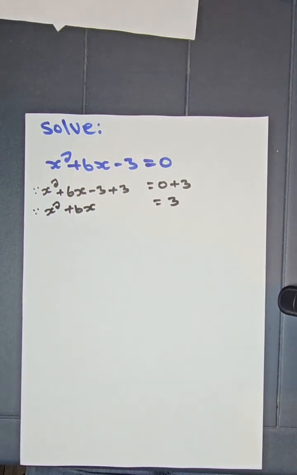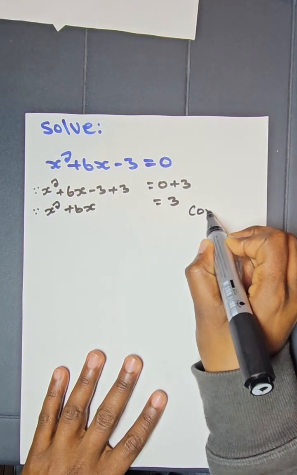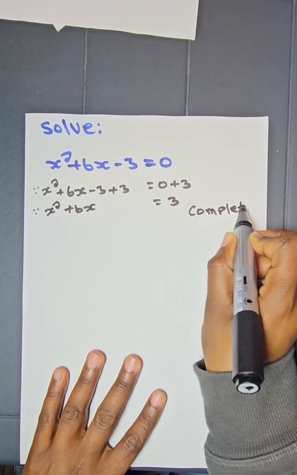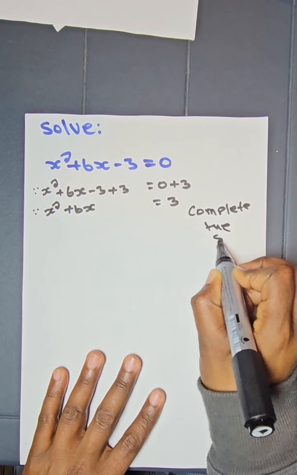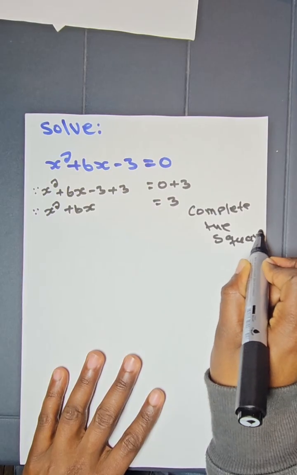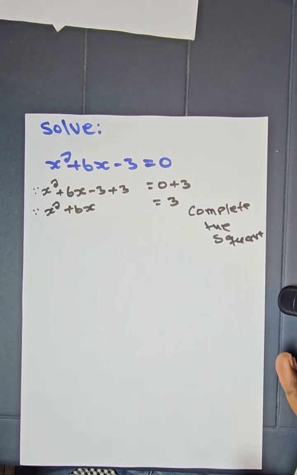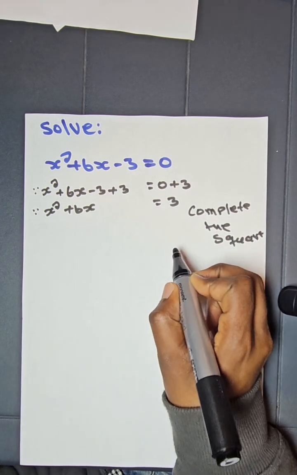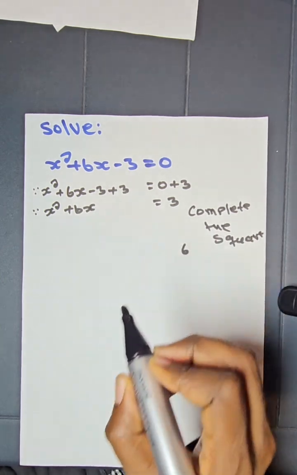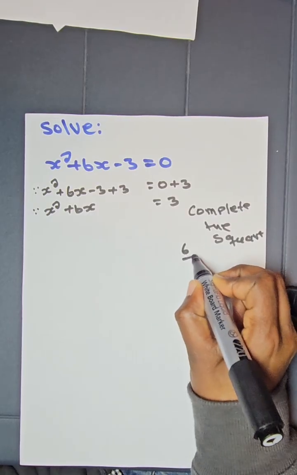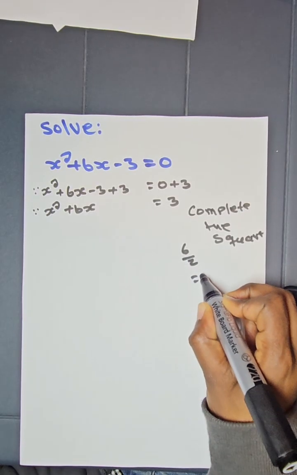Now I have to bring in the method I told you, which was complete the square. How should I use this method? This method tells us I have to add to the left hand side half of the coefficient of the x term, all squared. The coefficient of the x term is 6, and half of that, 6 divided by 2, equals 3.